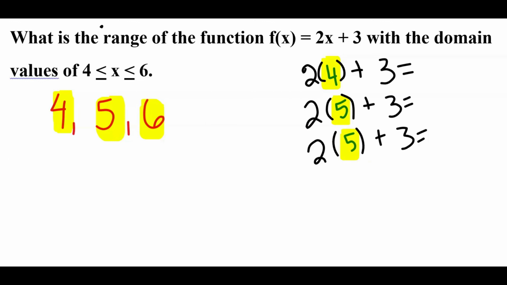So 2 times 4 is 8. 8 plus 3 is 11. 2 times 5 is 10. Plus 3 is 13. Oops, I plugged in a 5 twice. That actually should have been a 6. All right, 2 times 6 is 12. 12 plus 3 is 15. So those are my range values. What you get after you plug in the input, the domain, is your range. Okay, so I would have 3 separate answers here.